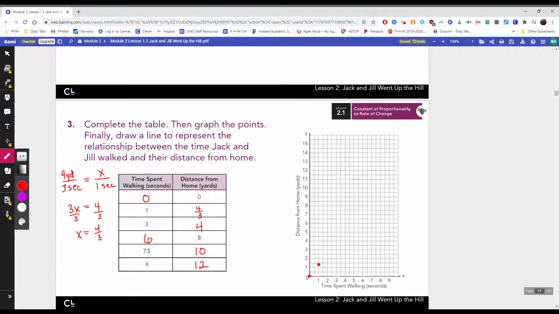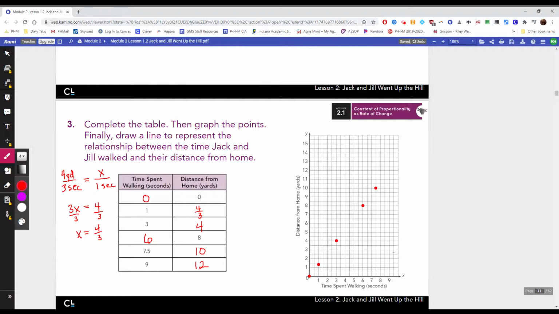3 seconds, 4 yards. Right there. 6 seconds, 8 yards. Make sure I'm on the right spot here. I think so. 7.5 seconds, which is this line right in between the 7 and the 8, 10 yards.